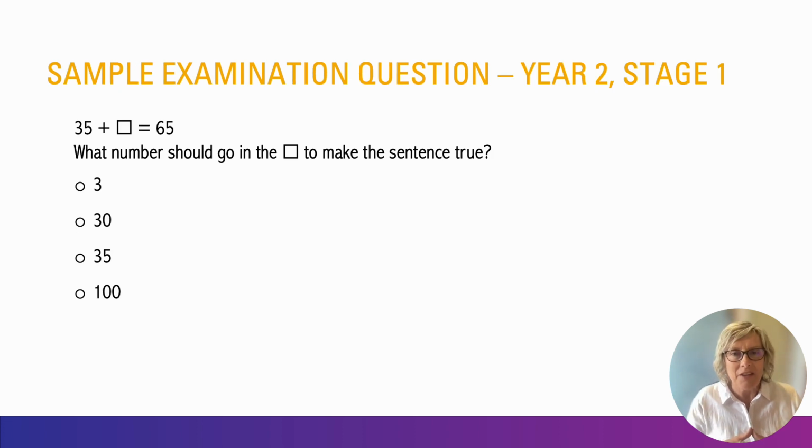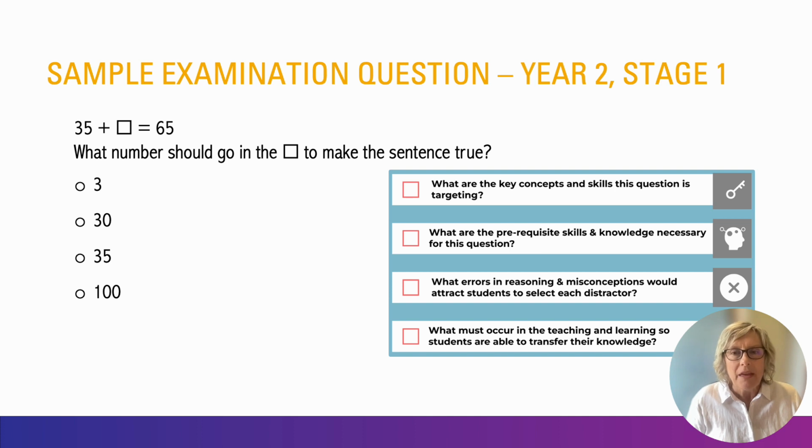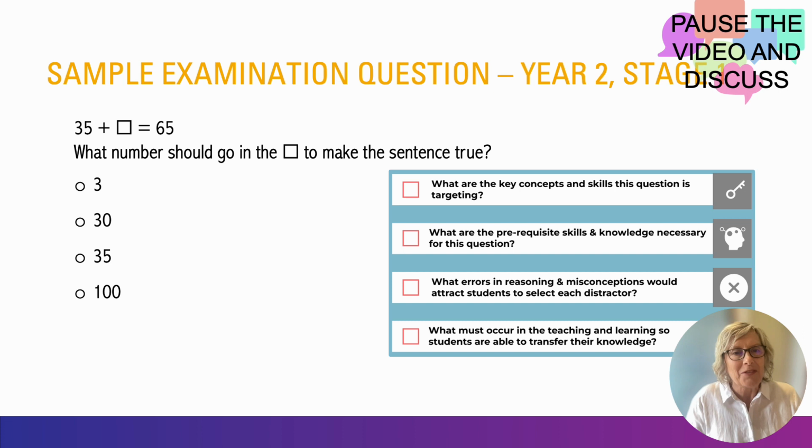Well, let's begin with an example of a question targeting stage 1 or year 2, determining the missing number in a 2-digit addition number sentence. Note that only 55% of the candidature were successful in attempting a similar question. Carefully read the sample question. Pause the video for approximately 5 minutes to consider and discuss the focus questions. Ensure that someone is scribing, and when you are finished, recommence the video.